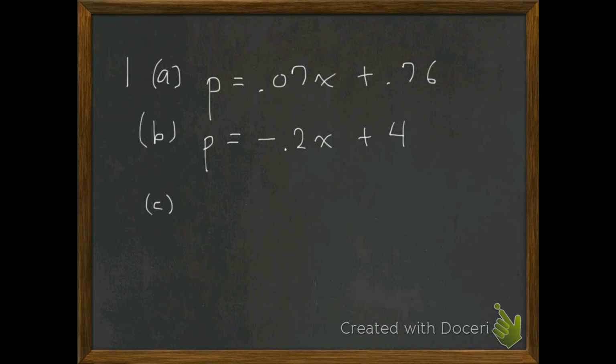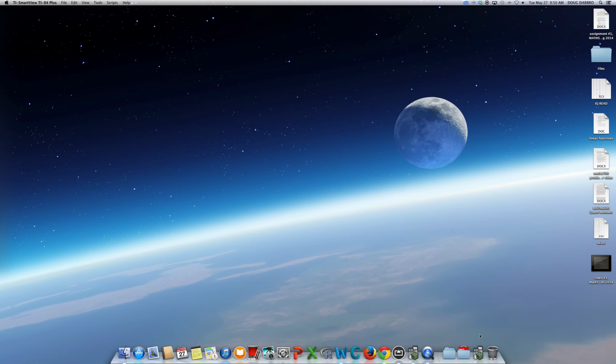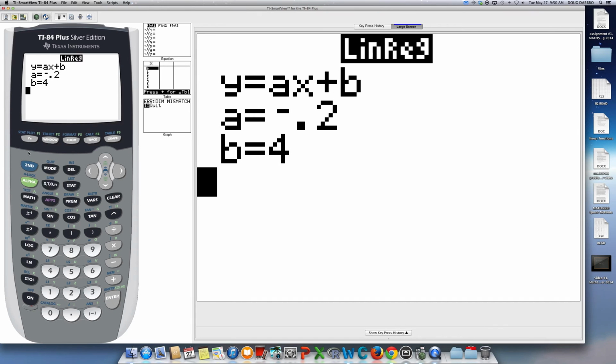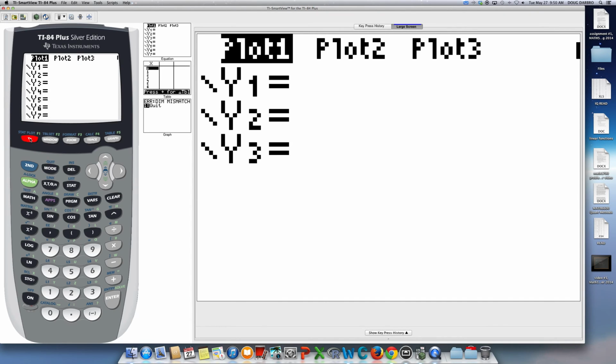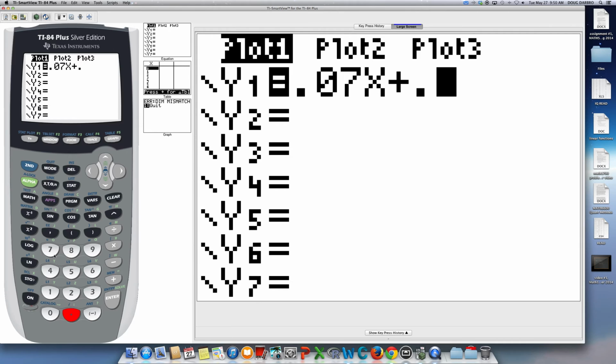Now, part C, find the supply and demand at $2.09 per pound. What I want to do now is get out of the blackboard and go back to the calculator and show you some stuff that's actually going to get us ready for some things later in the class. I want you to go up to y equals, where we can graph. And I want to put both of these functions in. So I want to put 0.07x plus 0.76. If I'm going too fast, pause me.